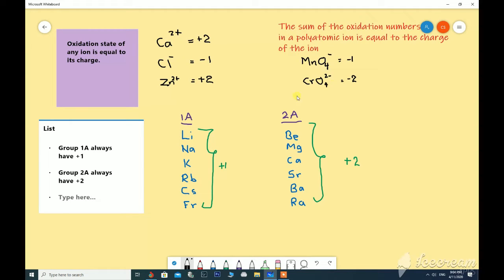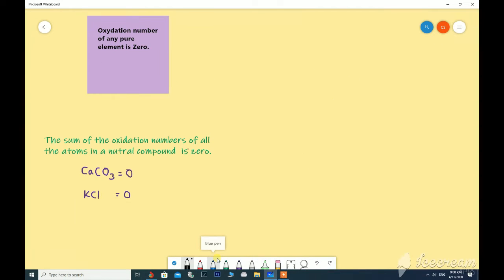Here we consider only the metals in 1A. They always show +1. And group 2A, these elements always show +2. Next one, the oxidation number of any pure element is 0.